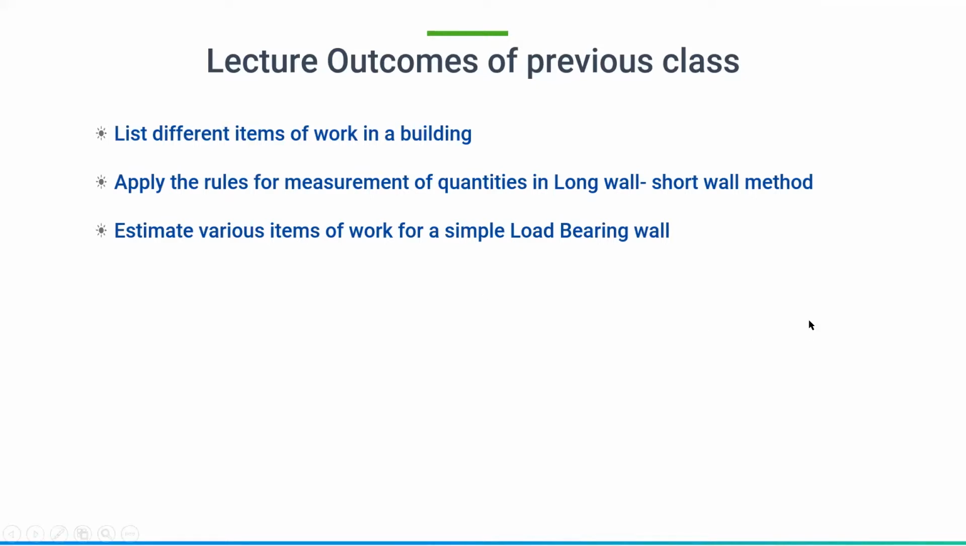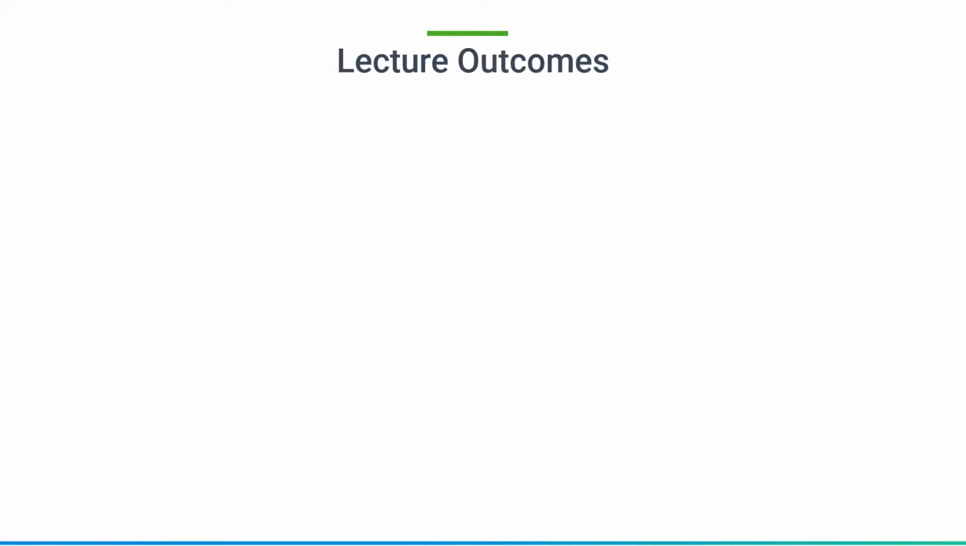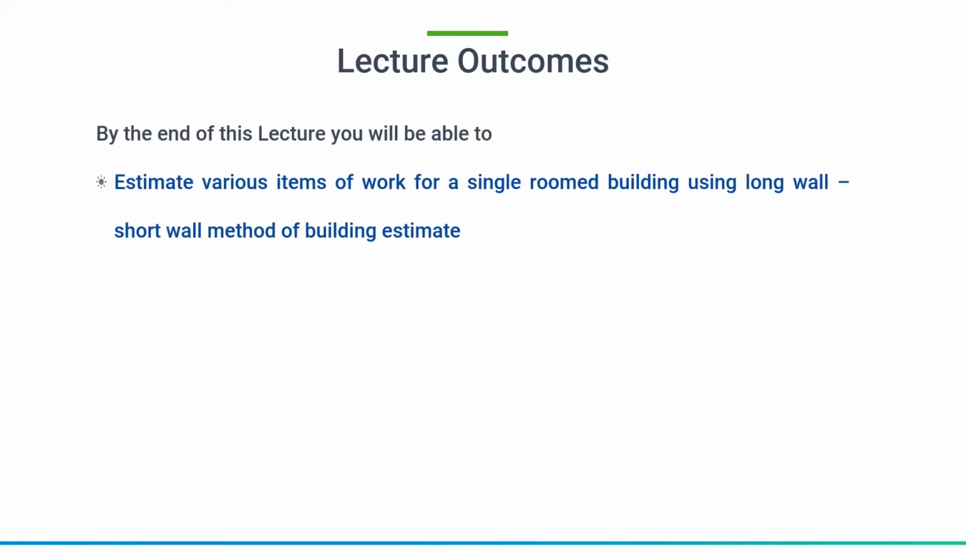In today's class, we are going to see a single roomed building using the long wall short wall method. By using the long wall short wall method of building estimate, today we are going to find out various different items of work. So I want everyone to take your notebook and get ready for the problem. We are going to solve the problem today, so there will be more calculation rather than looking at the book.